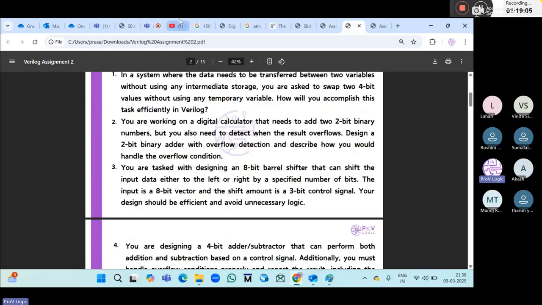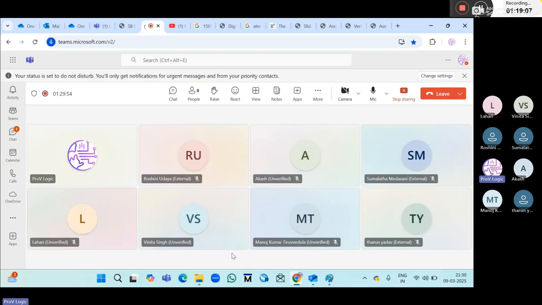Others, any doubts? Lahari? No, ma'am. Roshini? Tarun? Manoj Kumar? No, ma'am, fine. And practice finite state machines. Okay.